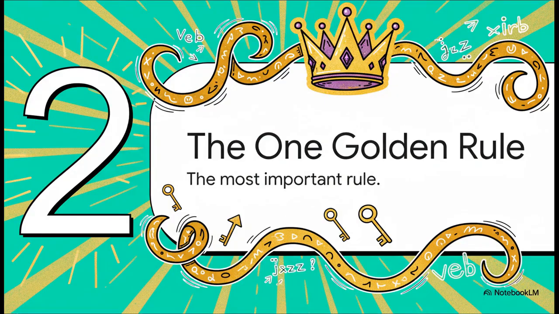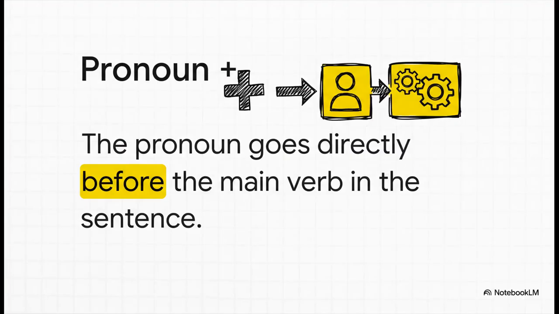Okay, now for the part that unlocks everything. Seriously, if you can get this next idea into your head, you're going to be right like 90% of the time. This is it, the golden rule. And here it is, it's this simple. The pronoun almost always goes directly before the main conjugated verb. That's it, that's the secret. Pronoun, then the verb it belongs to. Let's see it in action.